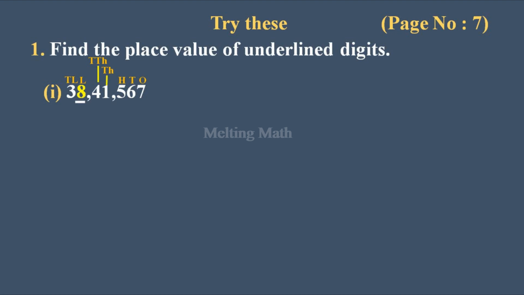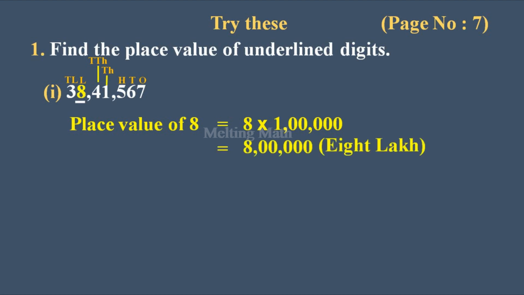So the place value of 8 is equal to, just write 8 and multiply the place value with it. The place value is lakh, that is 1 lakh. How can you write 1 lakh? First write 1, then write 5 digits of 0 with it. Then multiply this 8 into 1 lakh, we get 8 lakh. So the place value of 8 is 8 lakh. This is how we have to answer this question.